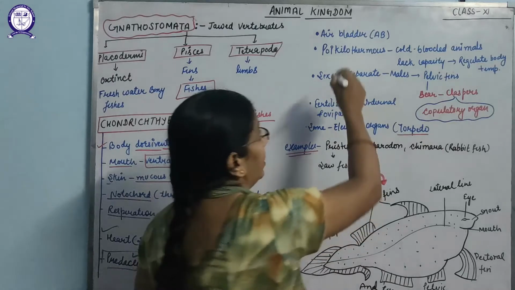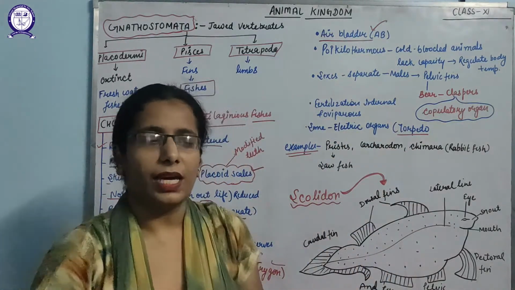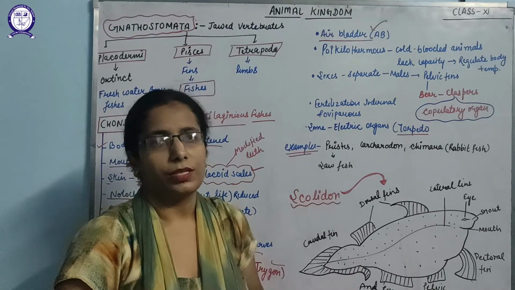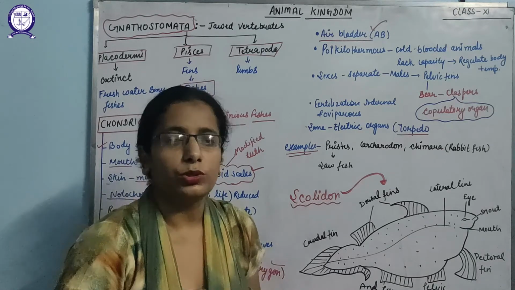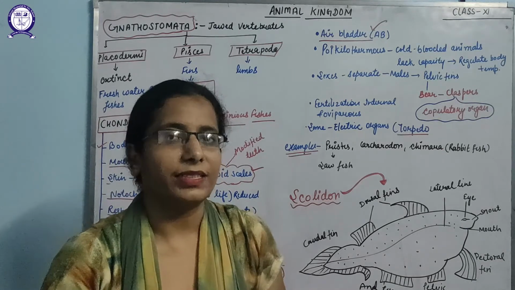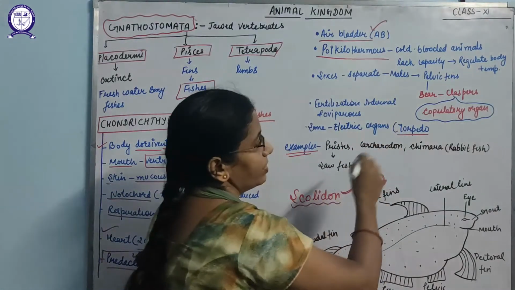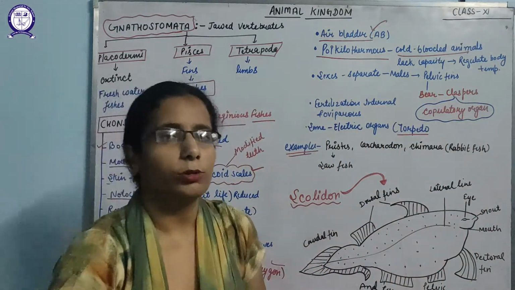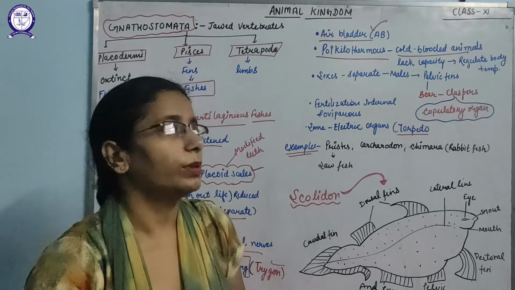These lack the air bladder. Yes, it is very important. These lack the air bladder. That is why these fishes have to swim the whole life, because they do not have air bladders. They have to swim throughout life to avoid sinking. Next, they are poikilothermous in nature. That means these are cold-blooded animals, and they do not have the ability to regulate body temperature. That is why they are poikilotherms or cold-blooded.